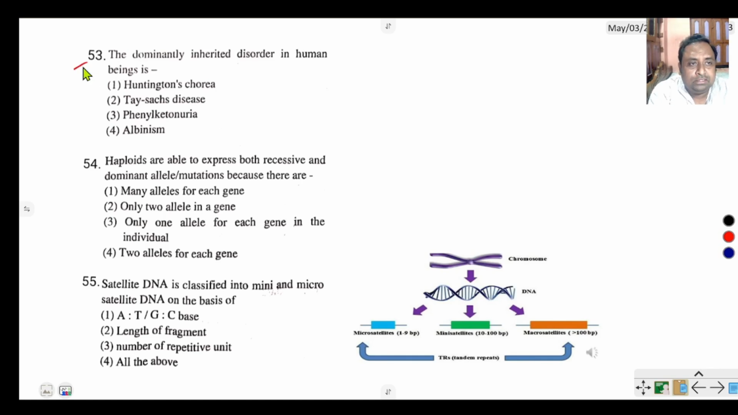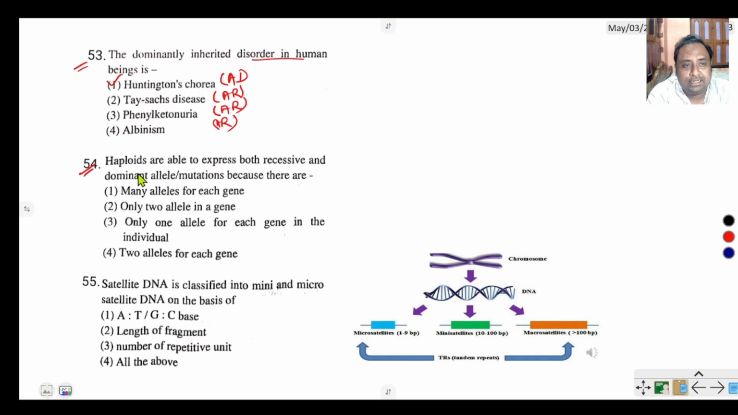Question number 53 says: the dominantly inherited disorder in human beings is Huntington disease, an autosomal dominant disorder. Tay-Sachs disease is an autosomal recessive disease. Phenylketonuria is also an autosomal recessive disease, and albinism is also an autosomal recessive disorder.